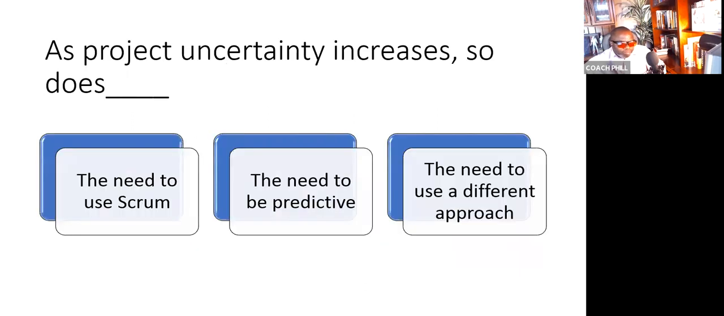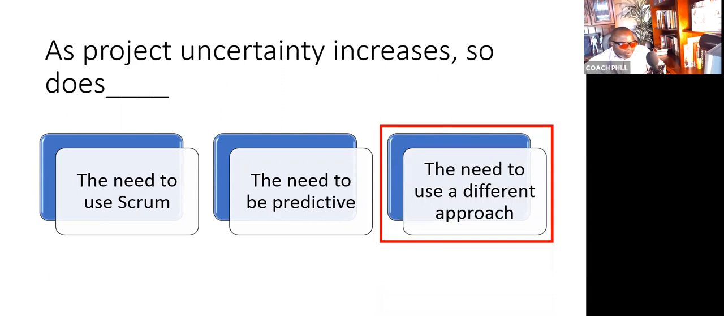Next question. As project uncertainty increases, so does what? Hit the pause button if you need it. The answer, the need to use a different approach. Same thing as what you saw previously. It wouldn't be the need to use Scrum. That's prescriptive. It wouldn't be the need to be predictive, obviously, because uncertainty is increasing. You would need to use a different approach. You may need to blend in more Agile, but the key thing is you're using a different approach.